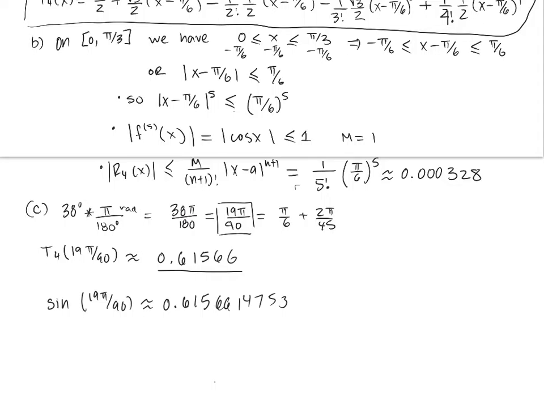But how did you go from absolute value of x minus a to pi over 6? Okay, that's right here. So we have |x minus pi over 6| is less than pi over 6. And so if you raise it to the 5th power, it's less than that number to the 5th power. Now I got it. Okay, great.